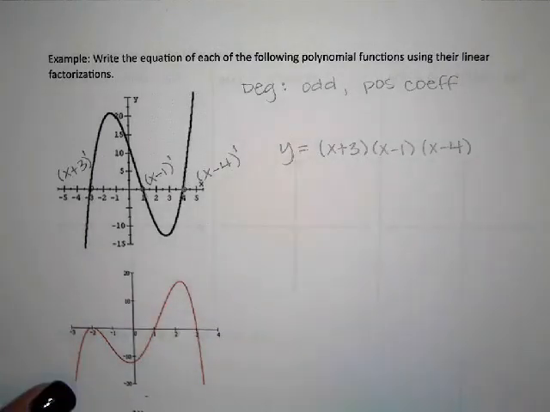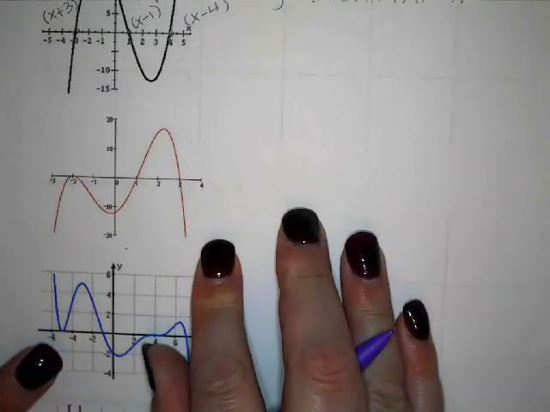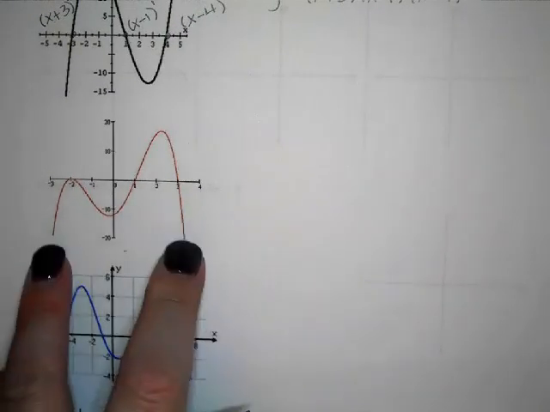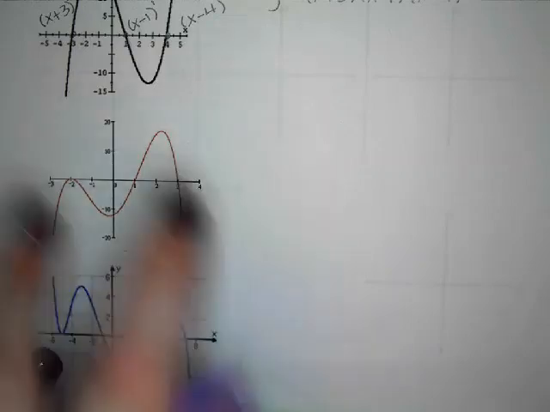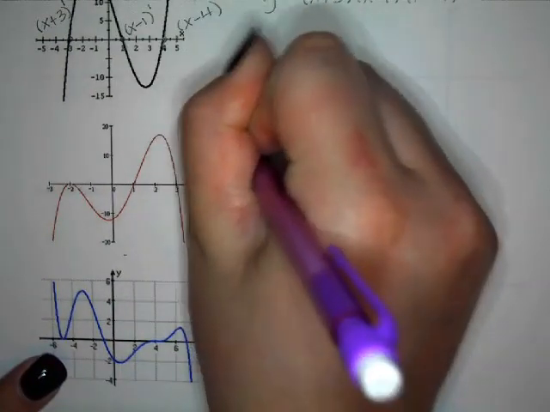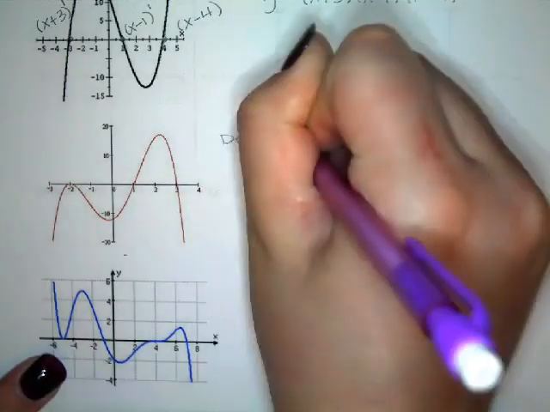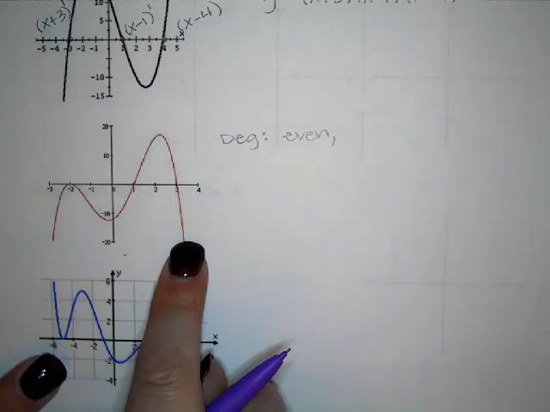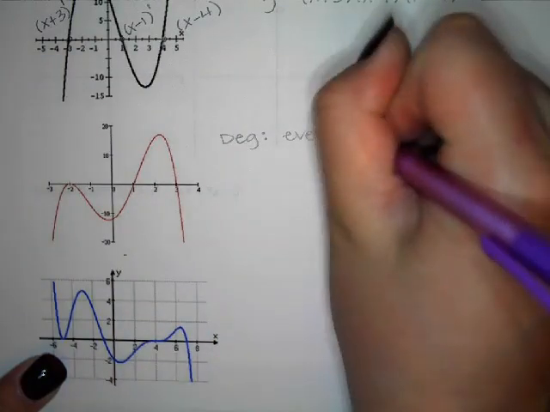Okay, on this next one, we have 2 arrows pointing down. The 2 arrows are in agreement, both down or both up, if it's got an even degree. So the degree here is going to be even. Since both arrows would be pointing down in this graph, that means we have a negative coefficient.